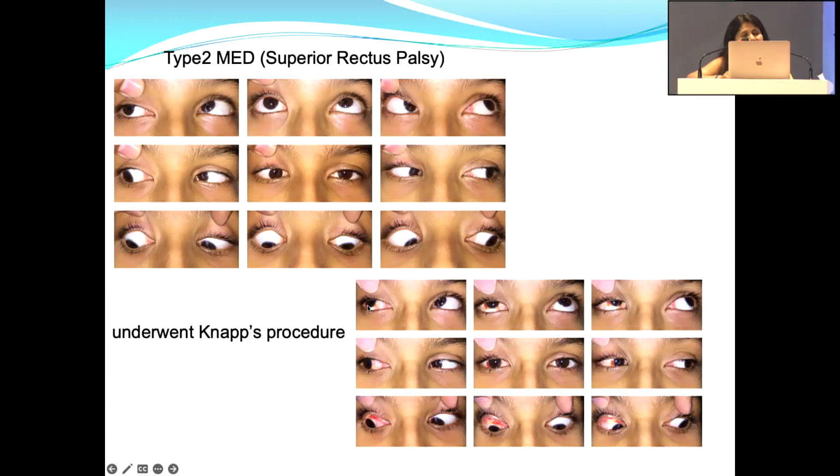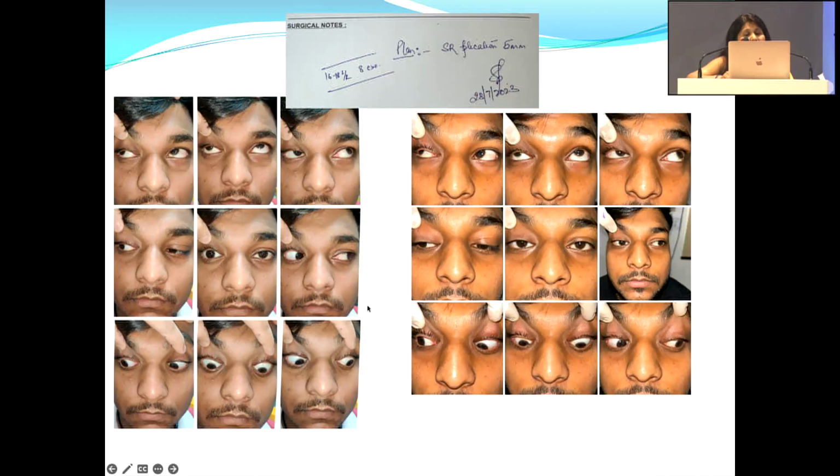and definitely there was improvement in elevation. In certain cases where the SR function was good, the elevation was good preoperatively, and the deviation was very small, we tried SR plication. In this case, we can see that there's a right MED along with poor elevation, but as compared to the previous cases, the elevation was relatively better, and therefore we did SR plication, and the post-op results are satisfactory.